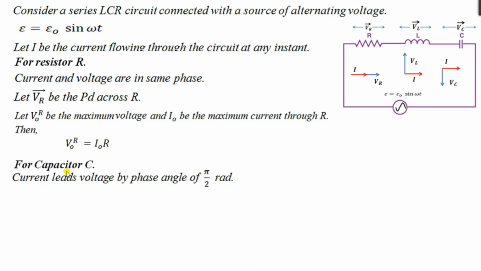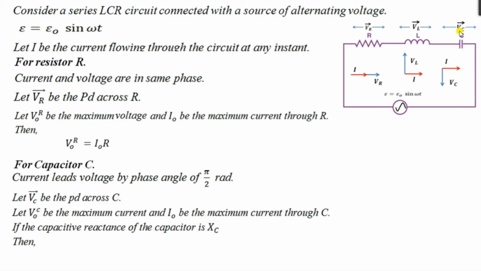Similarly for the capacitor circuit, the current leads the voltage by 90 degrees. If VC is the voltage across the capacitor, V0C is the maximum voltage through the capacitor, I0 is the maximum current through the capacitor, and XC is the capacitive reactance, then we can write potential is equal to current into resistance. That means V naught C is equal to I naught XC.